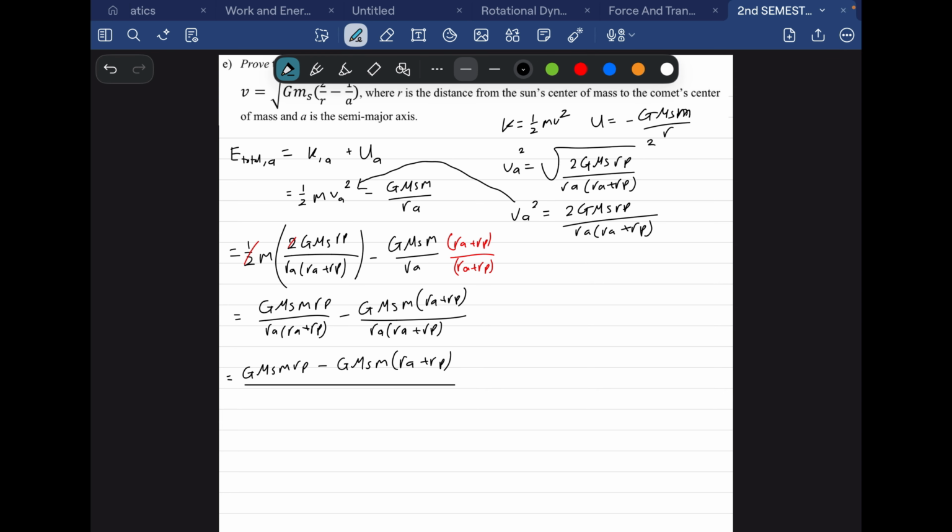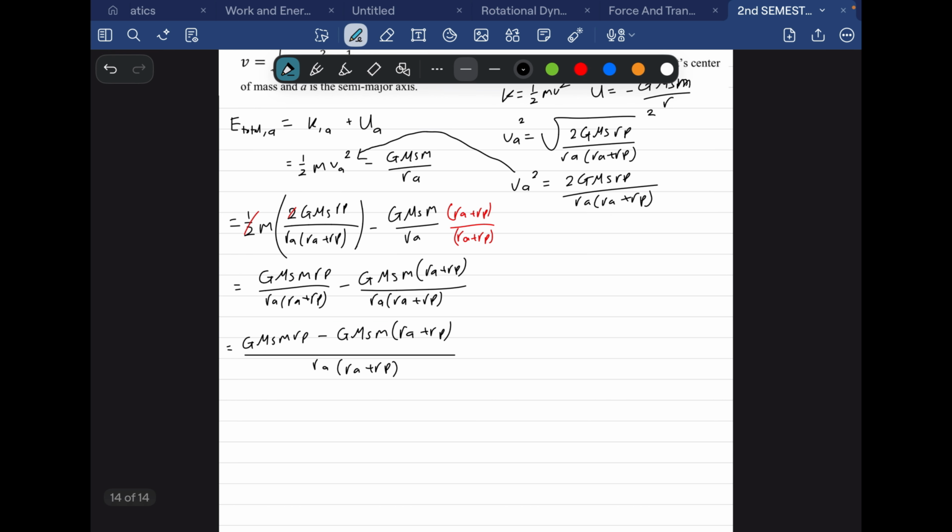All over this. And then R apogee plus R perigee. There, so you have this equation. Then I'll distribute the right side. Minus G M mass of sun mass R_P over R apogee and then R apogee plus R perigee.